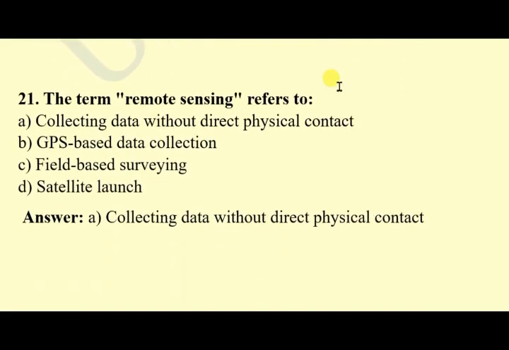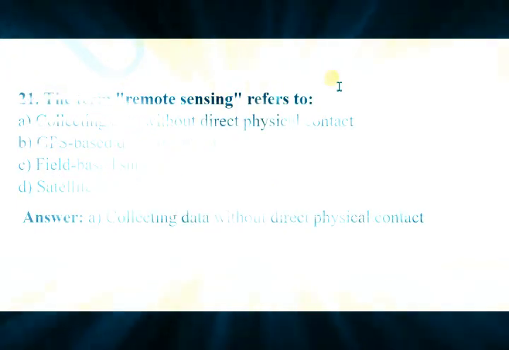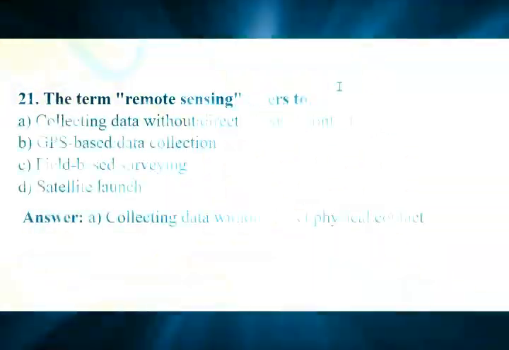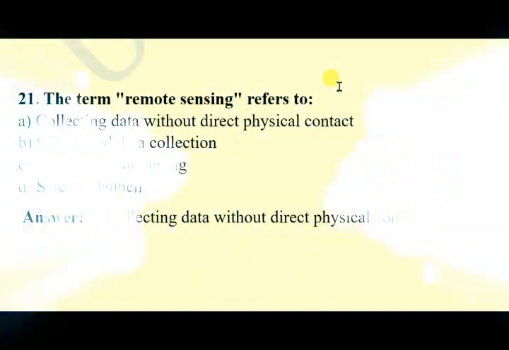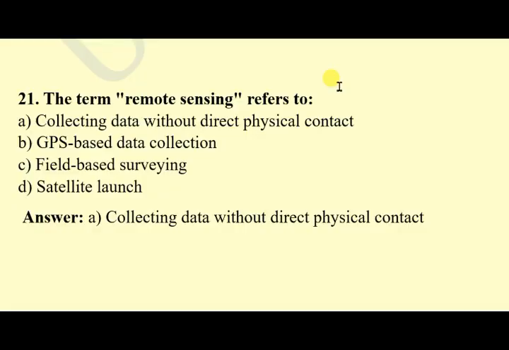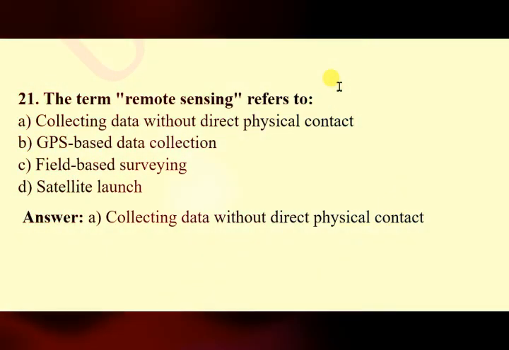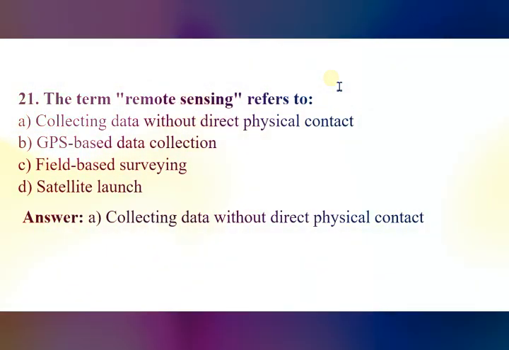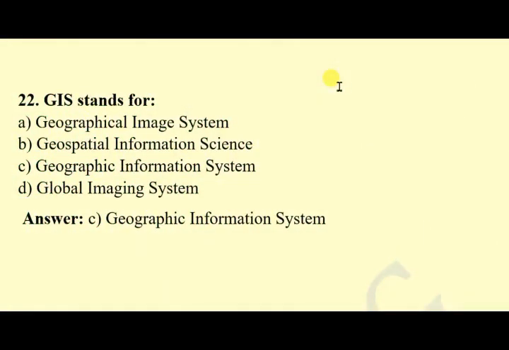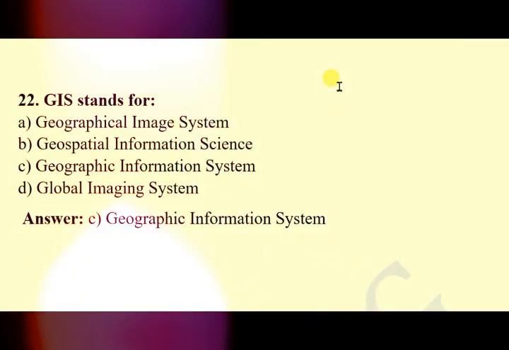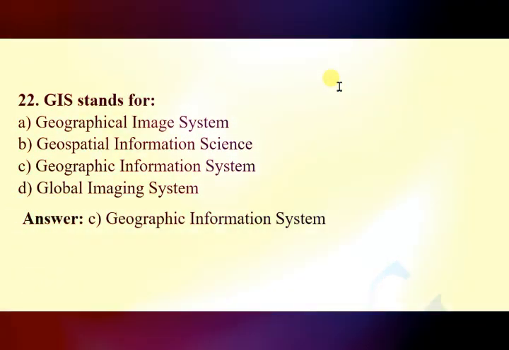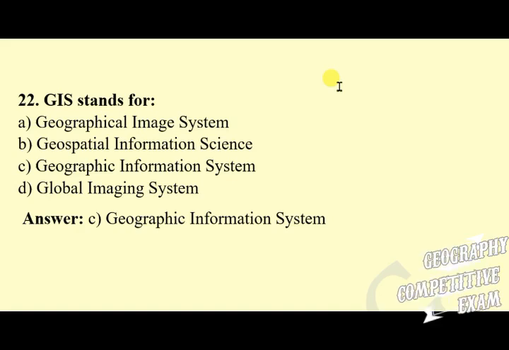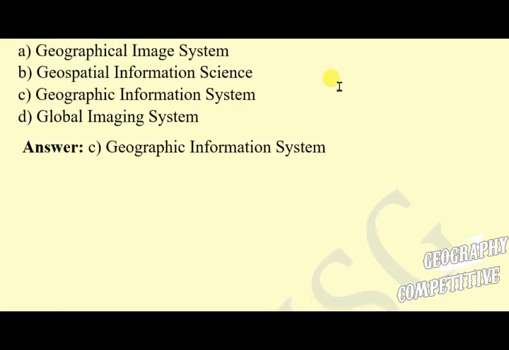Question number 21. The term remote sensing refers to collecting data without direct physical contact, GPS based data collection, field based surveying, satellite launch. Here the right answer will be collecting data without direct physical contact. Question number 22. GIS stands for Geographical Image System, Geospatial Information System, Geographic Information System, Global Imaging System. Here the right answer will be Geographic Information System is GIS.